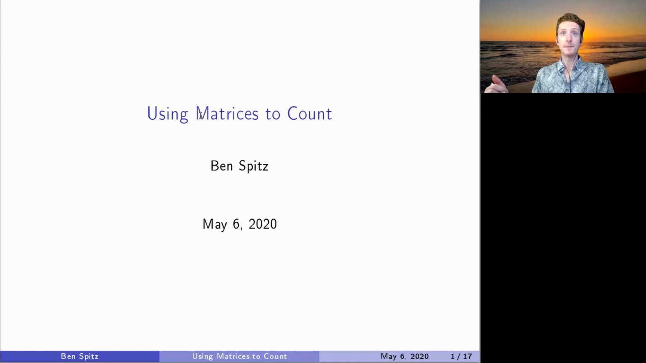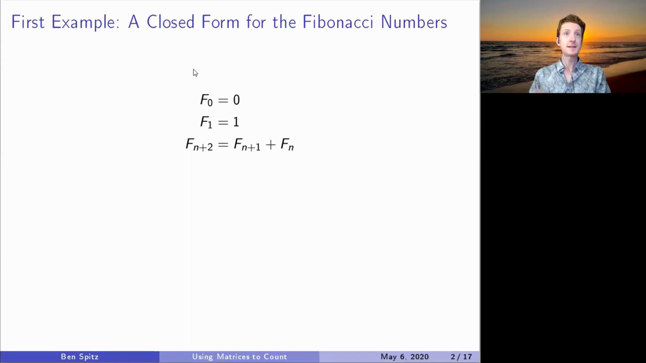First example, we're going to find a closed form for the Fibonacci numbers. So maybe you've seen this before, in which case this is very boring. Maybe you've seen this before, but presented without matrices, in which case this might be a little more interesting. Or maybe you haven't seen this at all, in which case it'll be shocking and a wonderful surprise.